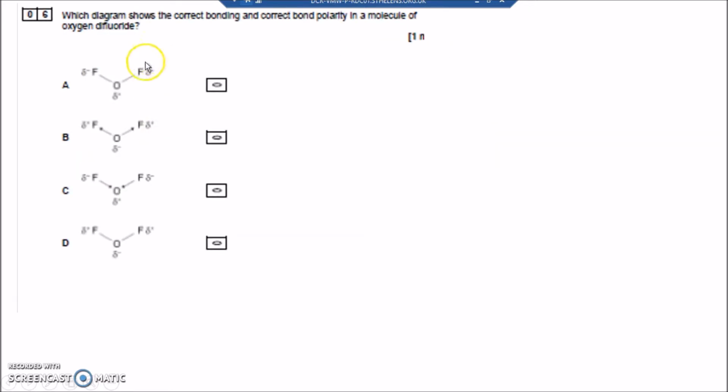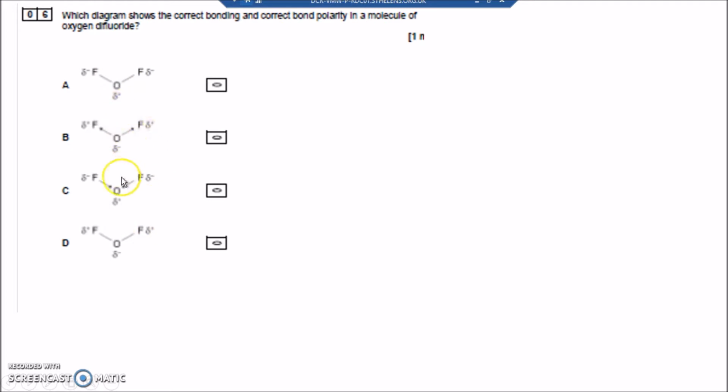Question number 6. Which diagram shows the correct bonding and correct polarity in a molecule of oxygen difluoride? Well, we can do some elimination first of all. Fluorine is in group 7, highly electronegative, more electronegative than oxygen. Fluorine is highly electronegative, only wants to gain 1 electron, very small, so would pull that in close to its nucleus. So they're going to have delta minuses, and the oxygen would have a slight delta plus, because fluorine is more electronegative than oxygen.